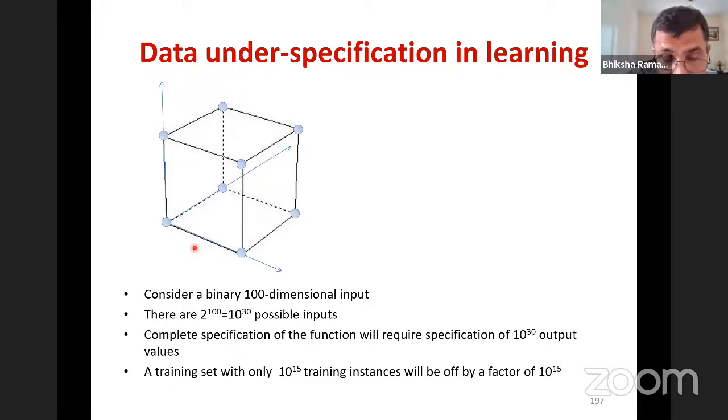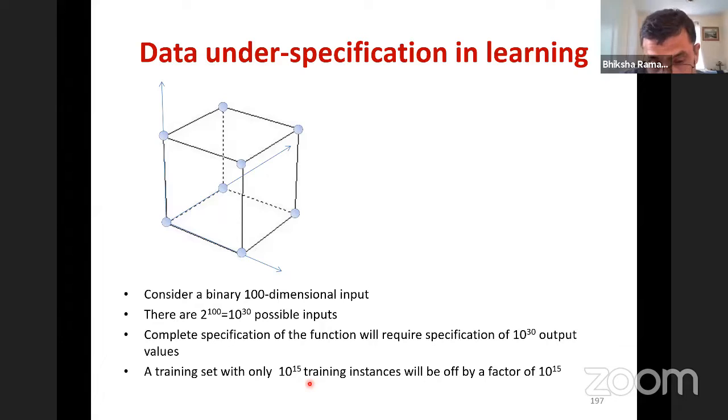If I have 100-dimensional binary input, which is very, very small in the scheme of things, even MNIST is 730 dimensions, right? If I give you 10 raised to 15, that is 1,000 trillion training instances. Nobody gives you 1,000 trillion training instances. So this is a hypothetical situation.